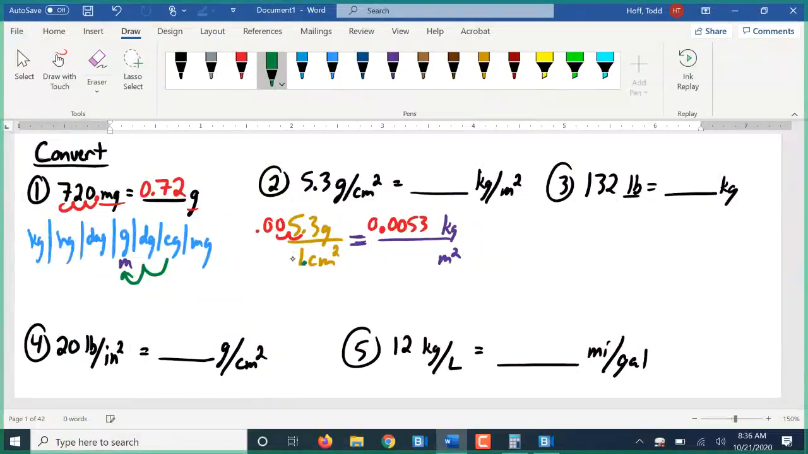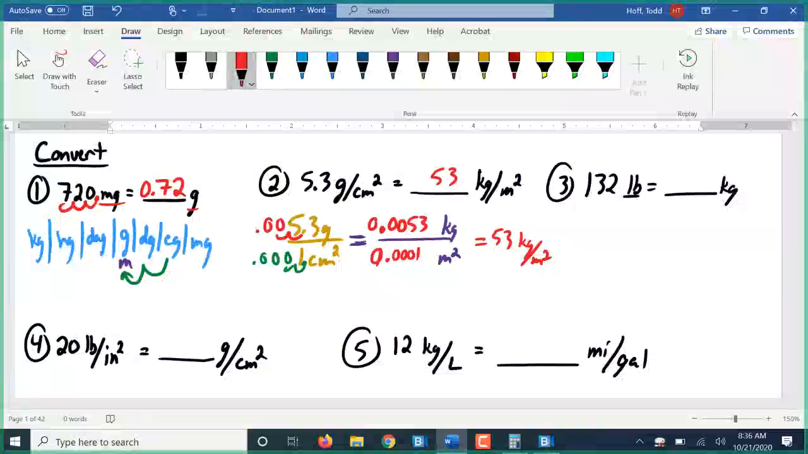There's no decimal point there, which means it's at the end of the number, or after the 1. So we go 4 spots to the left. We go 1, and then we have to add zeros, 2, 3, 4. So that is 0.0001. We divide that out. 0.0053 divided by 0.0001 is 53. That'll be kilograms per meter squared. So 5.3 grams per centimeter squared is 53 kilograms per meter squared.